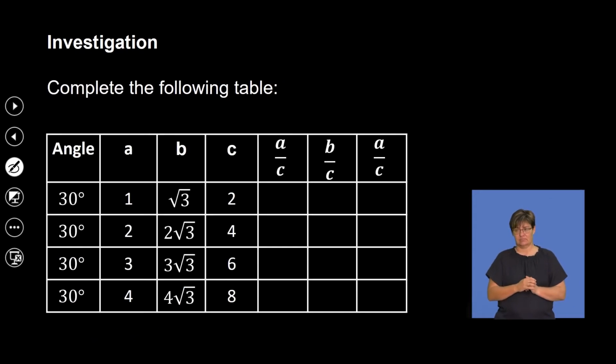Now, I want you to please complete this table for me and look at what the ratio of A over C will be if I know that the side B is root of 3. By the way, I got a root of 3 using the theorem of Pythagoras.